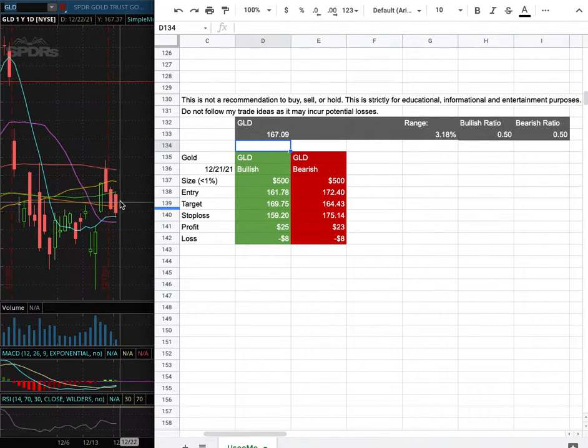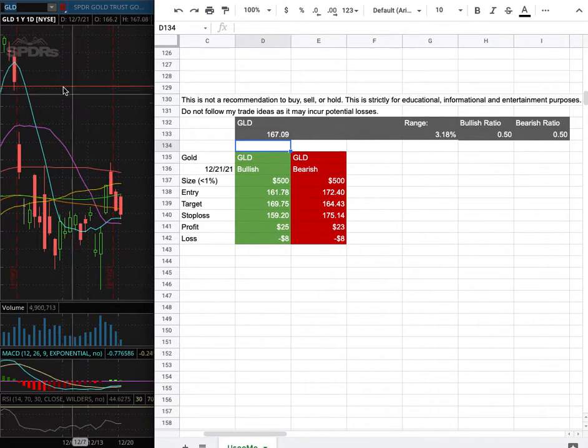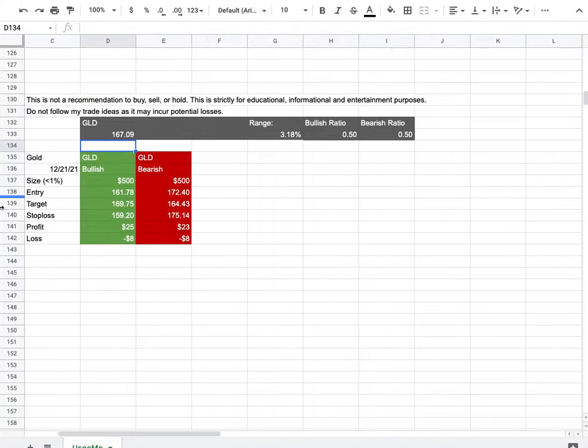However, if I were to open a short position, my entry is at $172.40, and that is this range here. My sell target is at $164.43, and my stop loss is at $175.14. So whichever entry price were to hit first, that'll be my position of the week.